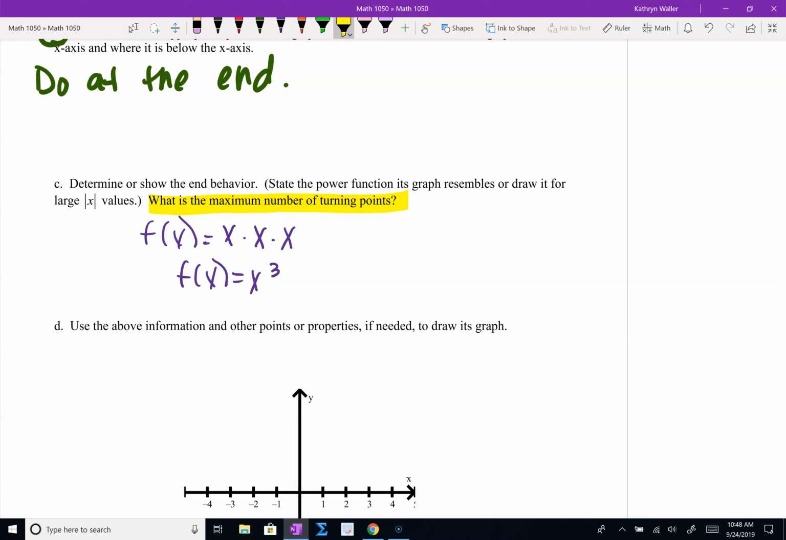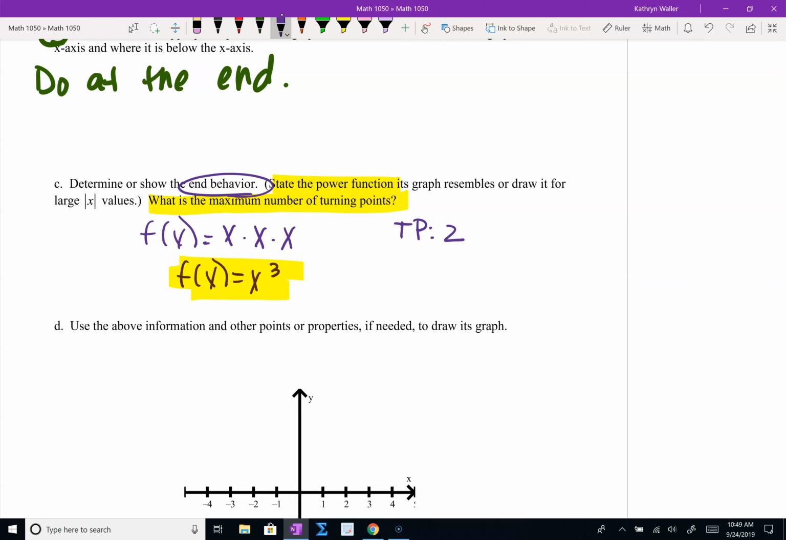See right here where it says state the power function? That's the power function right there. So make sure you write that. If you don't write that, you're going to miss it. Okay, and what is the maximum number of turning points? I'm just going to write TP. Somebody tell me what that is. 2. That's 2.